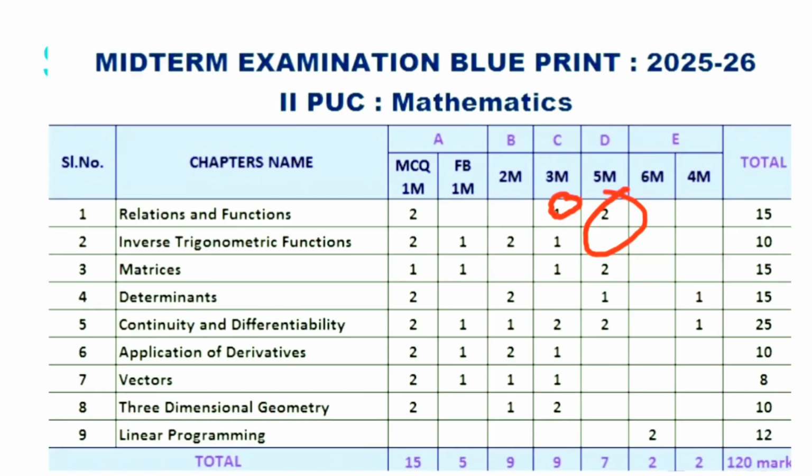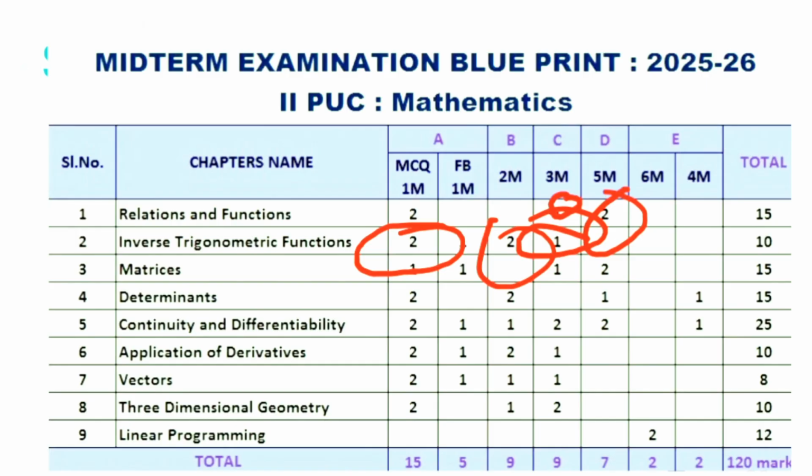The second chapter is inverse trigonometric functions. It carries 2 marks in MCQ. We must write formulas. We must memorize the formulas, which is very important. There is one 3 marks question and two 2 marks questions, so it carries 10 marks. This is also an easy chapter when you practice the formulas. When we know the formulas, this chapter is important.